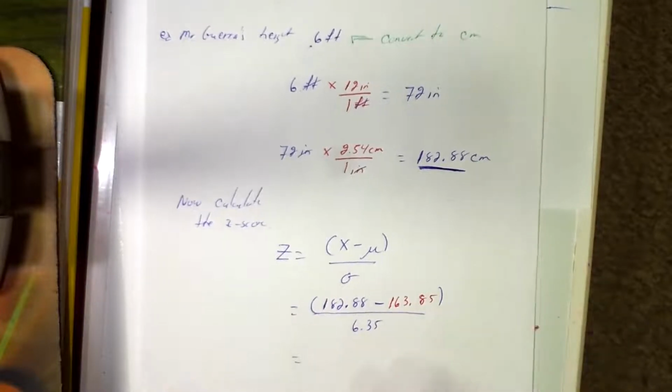And I get, let's plug it in, 182.88 minus 163.85 divided by 6.35. Why did I get a syntax error? I don't know.